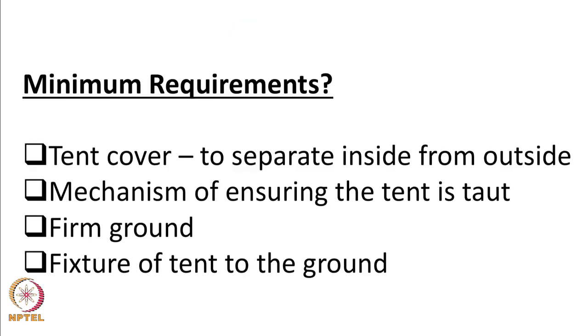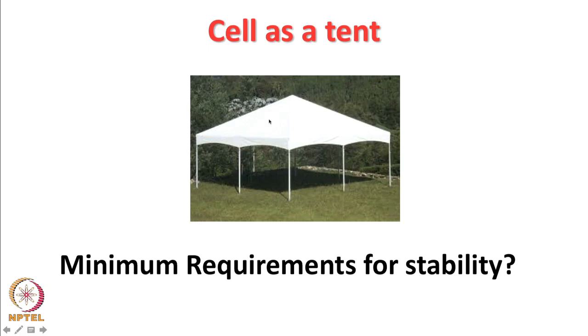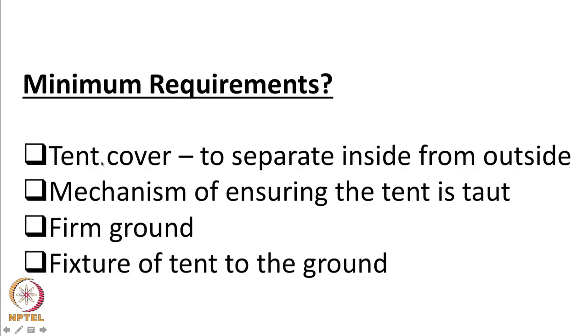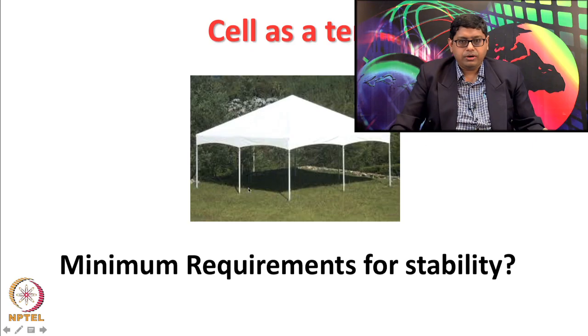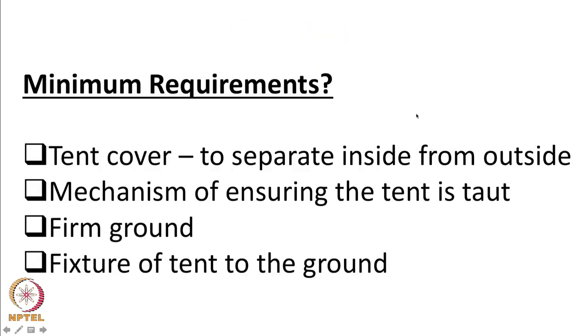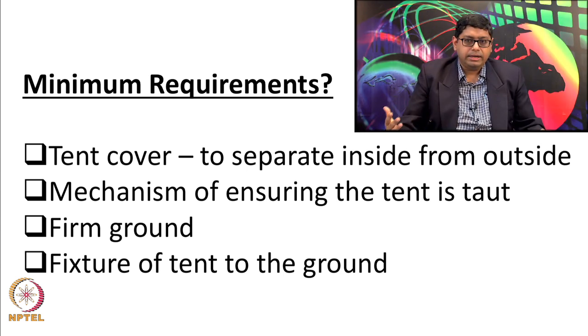You need a tent cover, or the canopy, to separate the inside from the outside. You have to have a mechanism of ensuring that the tent is taut. If the tent is not firmly secured to the ground, then if there is a lot of wind, the tent will collapse. And of course, this has to be firm ground. You cannot put this tent on water or something where the tension required for making sure that the tent is taut cannot be sustained. And of course, you need to fix the tent to the ground.